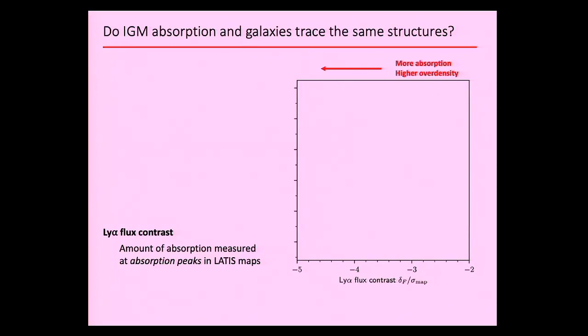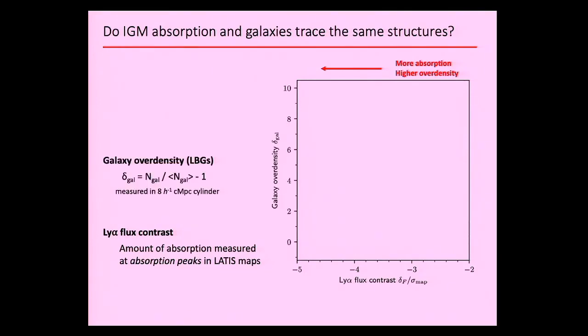So we call these absorption peaks. They're just places in the maps where there's a local maximum in how much IGM absorption there is. So these should be the matter overdensities, and the horizontal axis here will be the amount of absorption in such peaks. More is to the left, so overdensities are to the left. And for each such absorption peak in the IGM maps by themselves, we can simply count the galaxies in some region around them and measure the overdensity of galaxies.